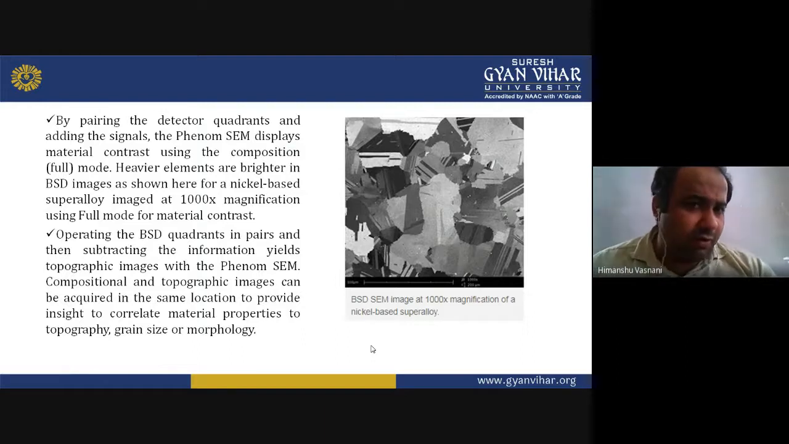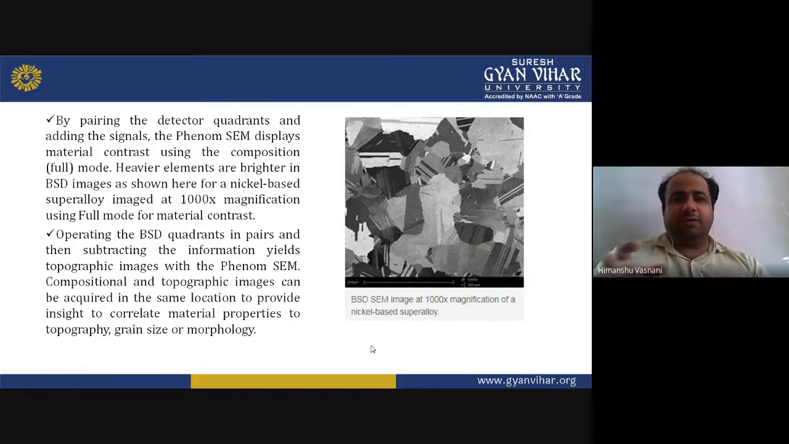By pairing the detector quadrants and adding the signals, the Phenom SEM displays material contrast using the composition mode. Try to understand it: by pairing the detector quadrants and adding the signals, the Phenom SEM displays material contrast. You have seen the four quadrants in the previous diagram.